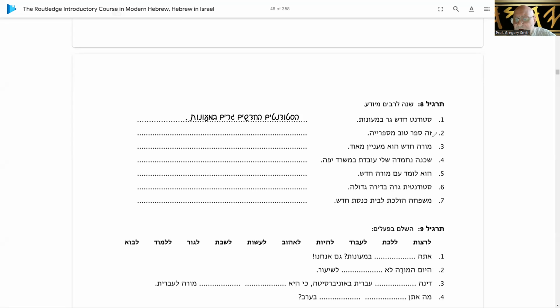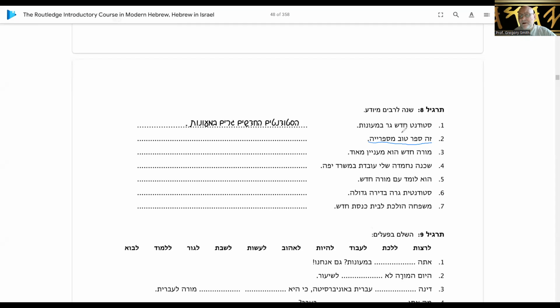Okay, zeh sefer tov mesifria. Okay, so this is a book. This is a good book from mesifria. Mesifria is like a library, from a library. And sifria is hard to pronounce. Mesifria.